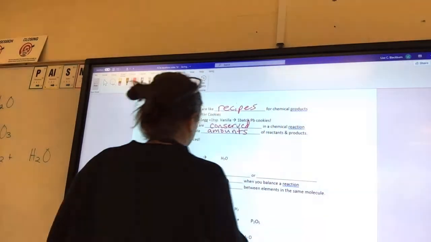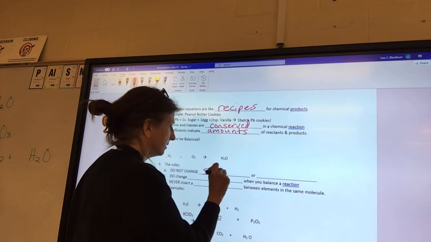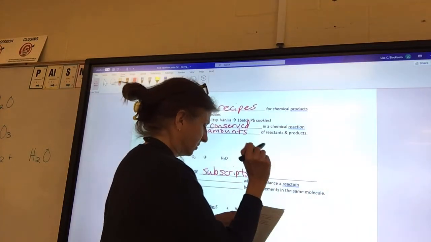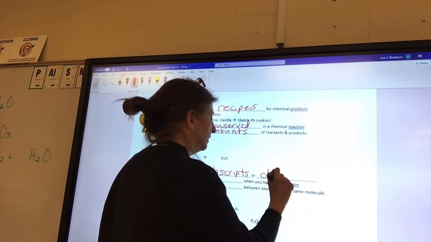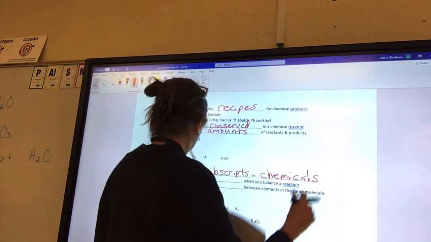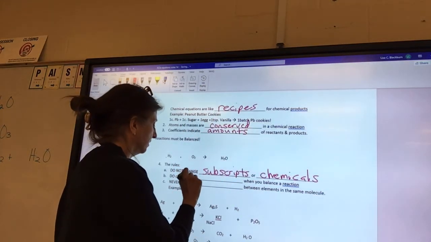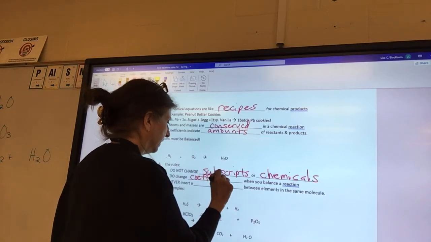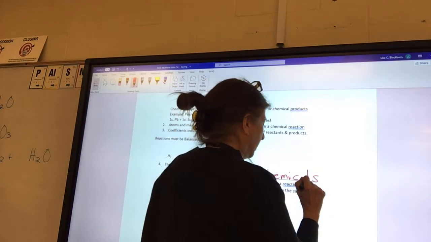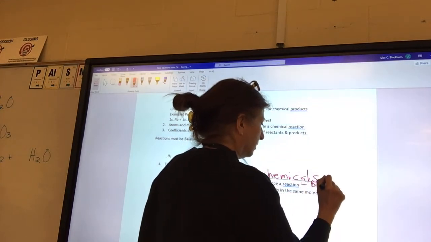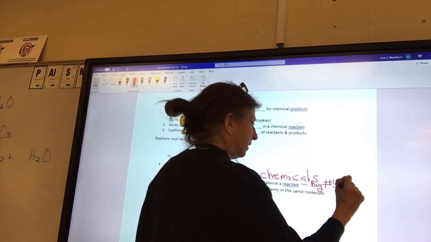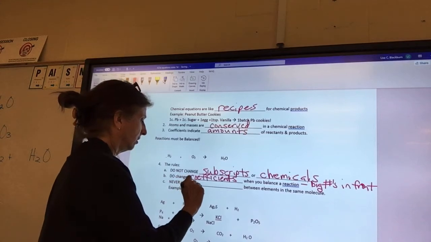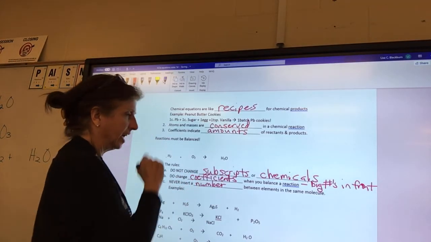Do not change subscripts, the little numbers at the bottom, or that would be changing chemicals. You do change coefficients. Coefficients, and those are big numbers in front. Okay? Never insert a number between elements in the same molecule.